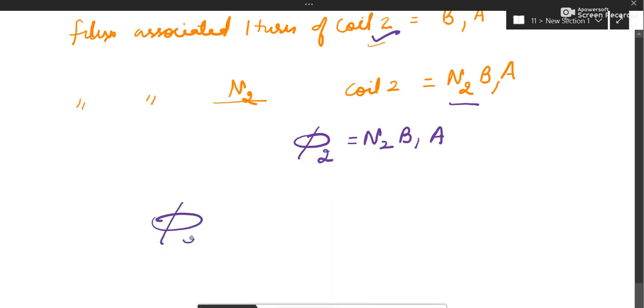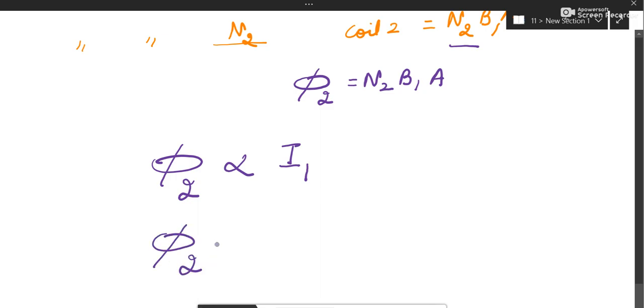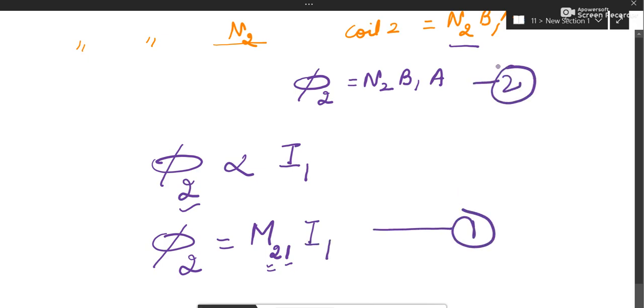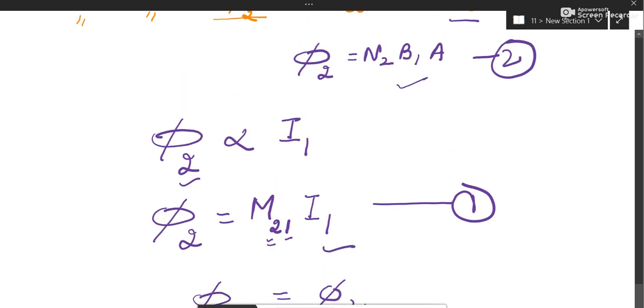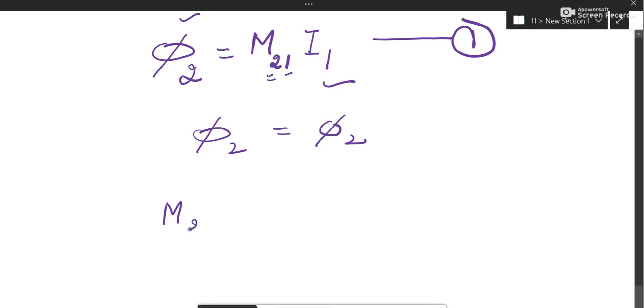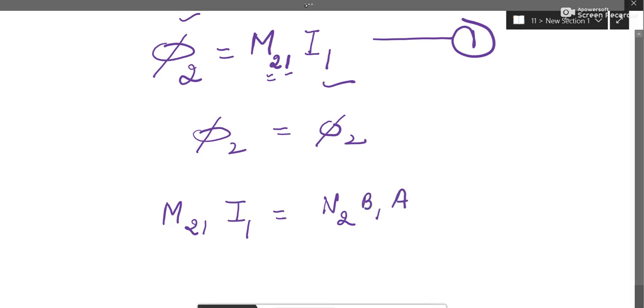Now we also know that flux is directly proportional to the current flowing through the other coil, right? So removing the proportionality, what do we get? We get the coefficient of mutual inductance of the second coil with respect to the first. So this is phi 2. We will be equating these two formulas of flux. So we can write flux 2 is equal to flux 2. This is one formula and this is the second formula. Let us write it down. So it is M21 I1 is equal to N2 B1 A. A is common.